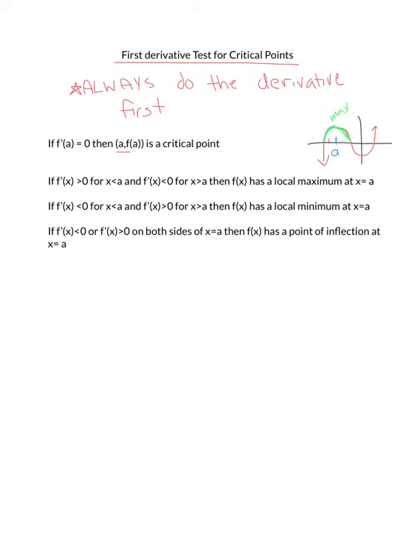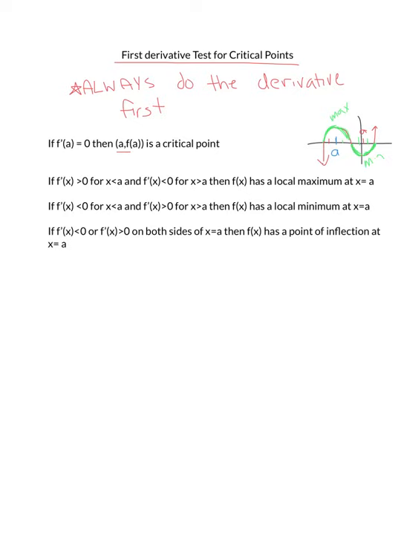Now, the second point says the exact opposite. So we're going to have another a right here. If the derivative is less than 0 for some x that is less than a, so our x will be here, we have a negative derivative. And if the derivative is greater than 0 for an x that is bigger than a, so our x is now to the right of a, and we get a positive derivative, that represents a local minimum.